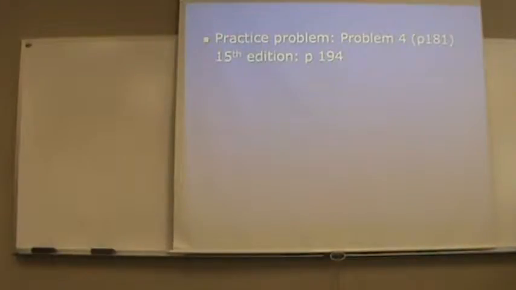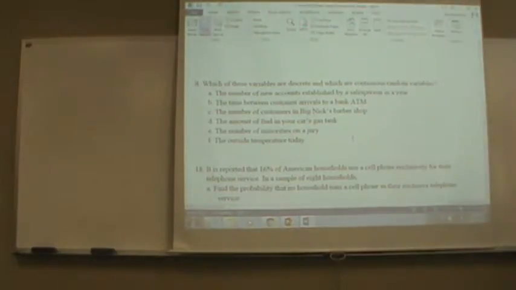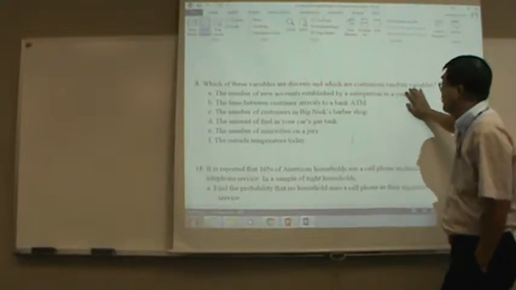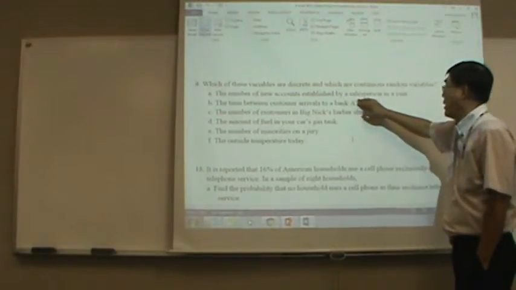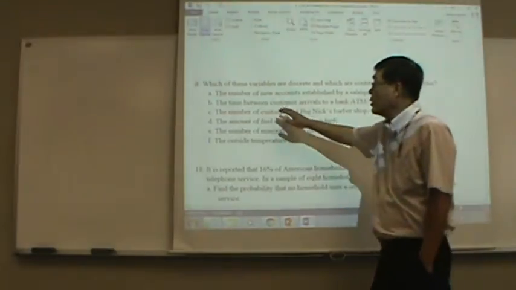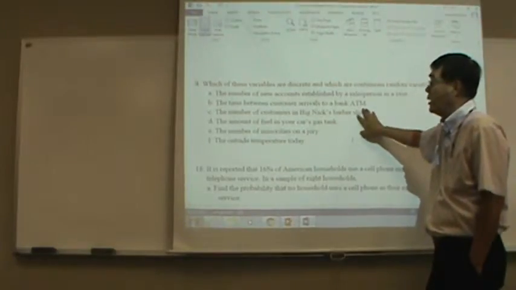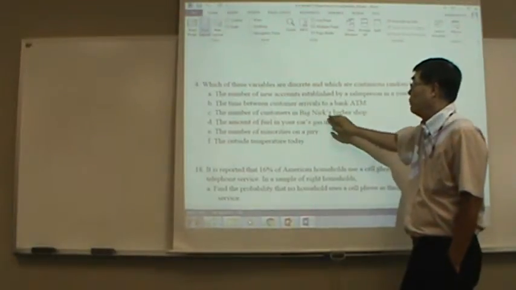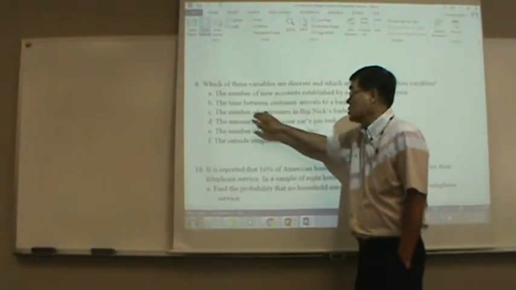Practice problem number 4. Which of these variables are discrete and which are continuous random variables? Question A. The number of new accounts established by a salesperson in a year. The number of, so discrete. The time between customer arrivals to a bank ATM. Time, measurement, continuous. The number of customers in Big Nick's barber shop. Number of customers, counting, so discrete.